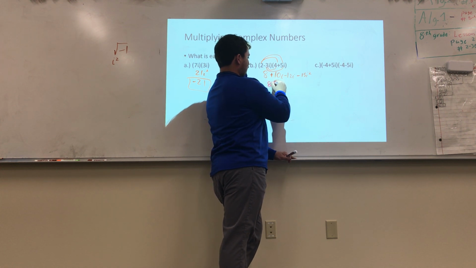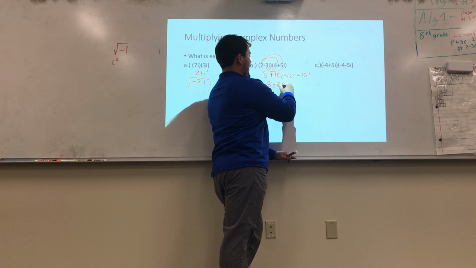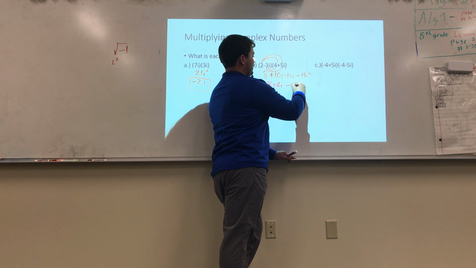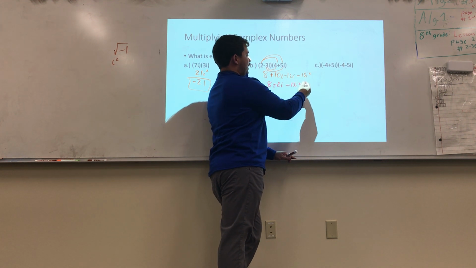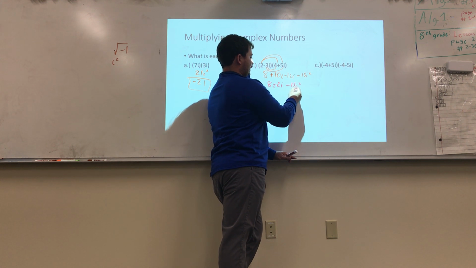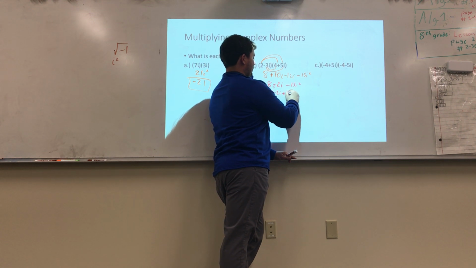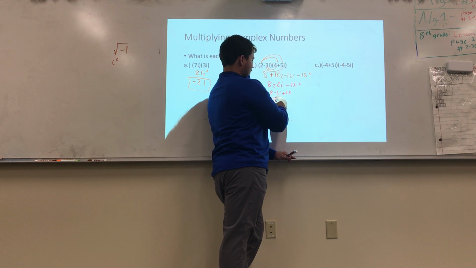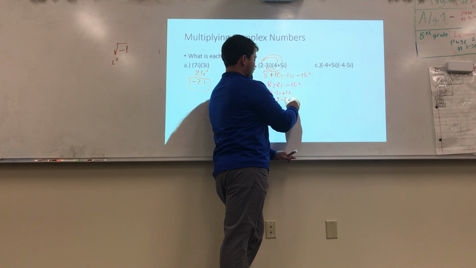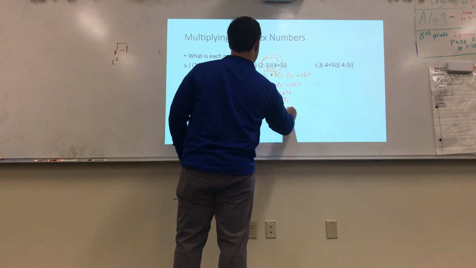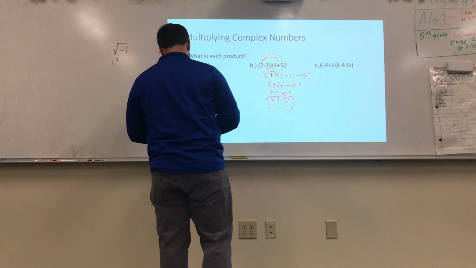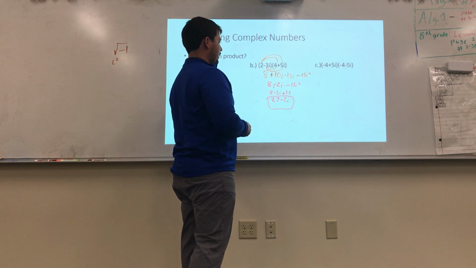We're going to combine what we can. 8 plus this, which will give me minus 2i minus 15i to the second. Now, i to the second, if we recall, that's a negative 1. Negative 1 times negative 15 is going to give me 8 minus 2i plus 15, which when I add that, I should get 23 minus 2i. All right.